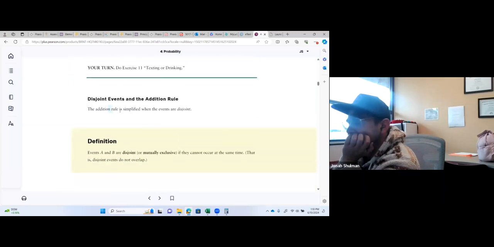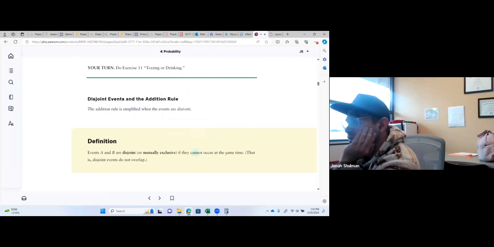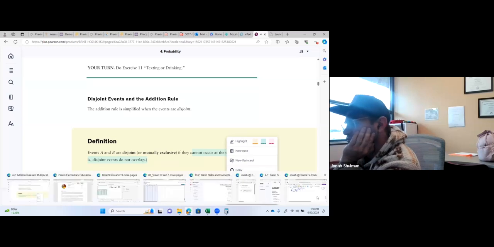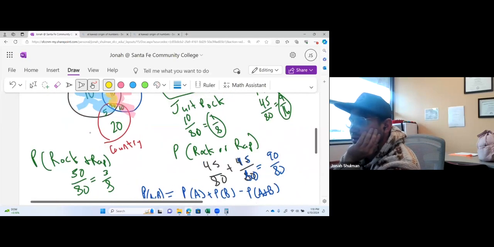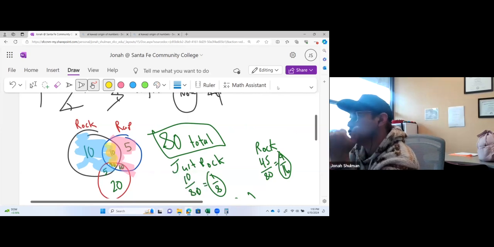All right. Disjoint events and the addition rule. The addition rule is simplified when the events are disjoint. So if A and B don't overlap, they cannot occur at the same time. That's what it means by disjoint. So based on my little picture, my weird Venn, this thing is called a Venn diagram. If rock was separate from rap, we wouldn't have to do the subtraction. They'd be disjoint. But some people like different kinds of music.